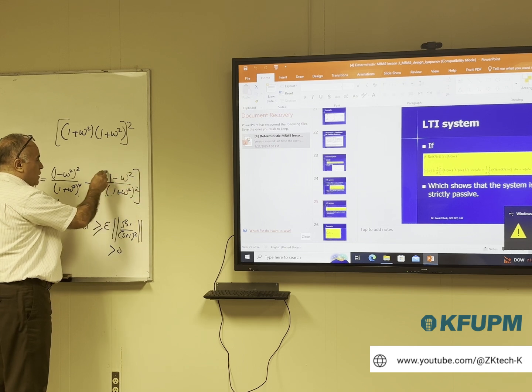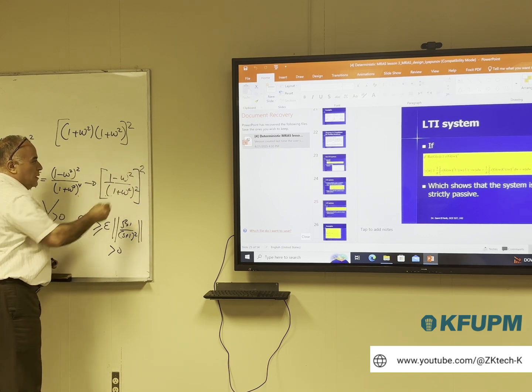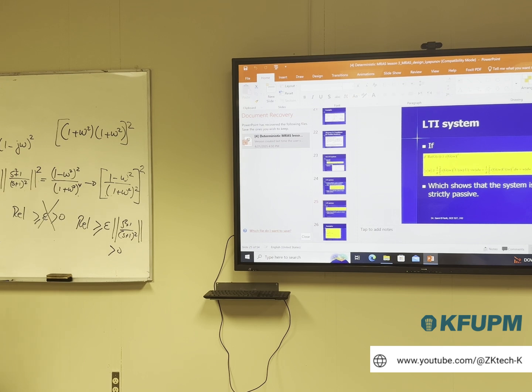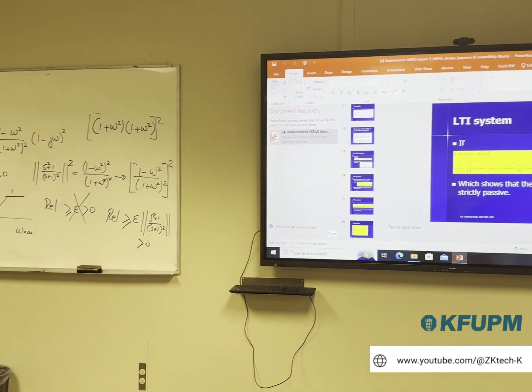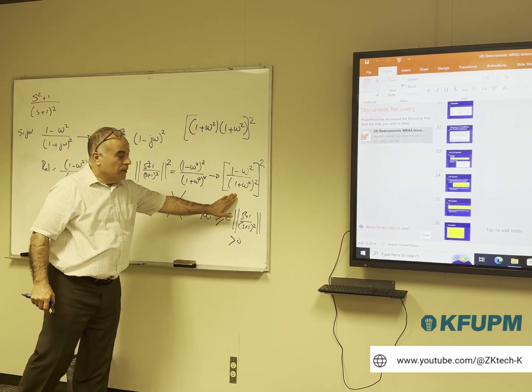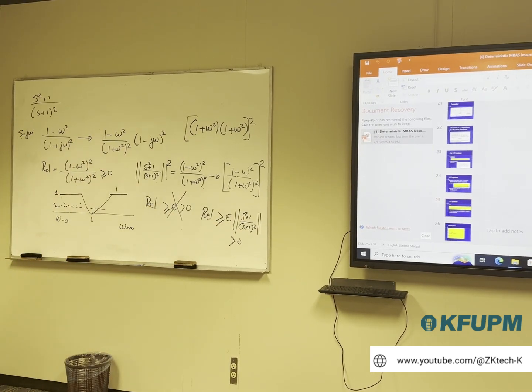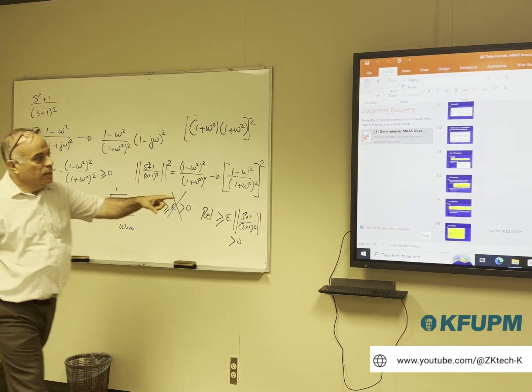Amplitude squared of this. This is the amplitude squared. So as we compare between the real part and what we have here with the amplitude squared, with the square, amplitude squared.